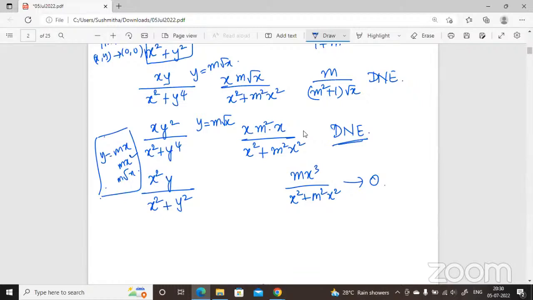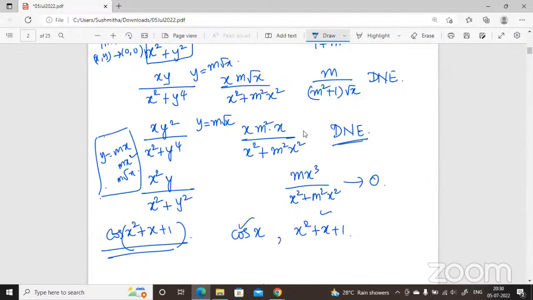When you have cos, sine or e power and all that, try to write it as a composition of functions. You know very well about cos x. This may be a complicated function, but you know cos x and you know x squared plus x plus 1. So these are two simple functions which you know. This is just a composition of those two functions. And what I know is if this function is continuous and this function is continuous, their composition is also continuous. So when you find terms which are very complicated, try to put it as a composition of two simpler functions which you know very well.